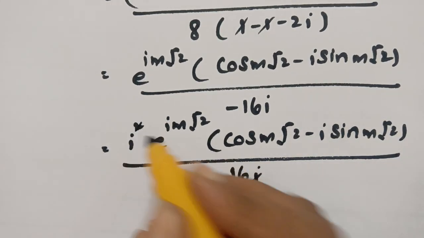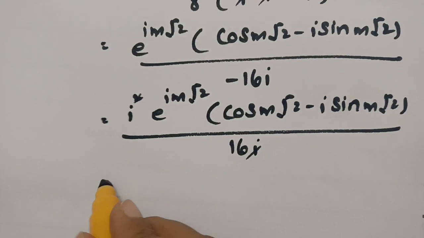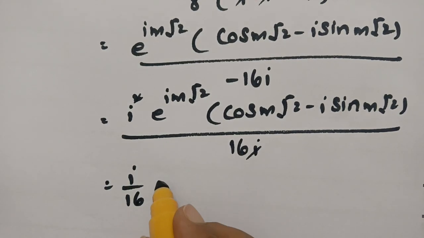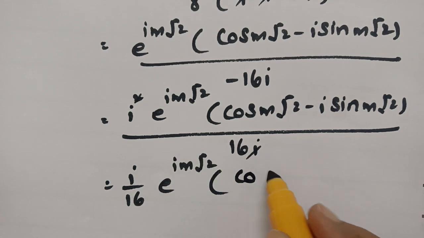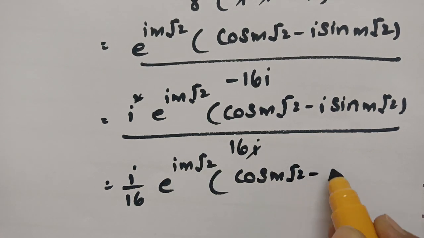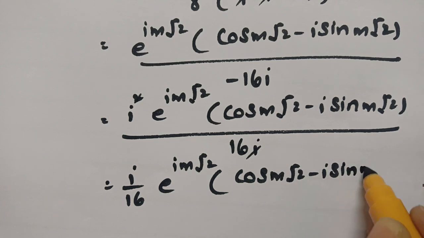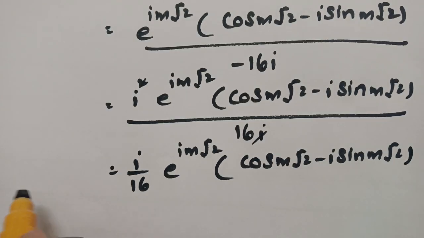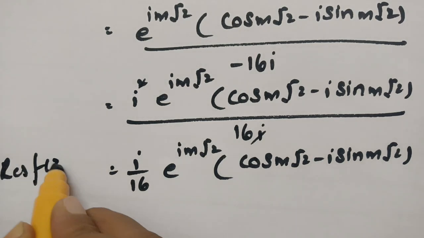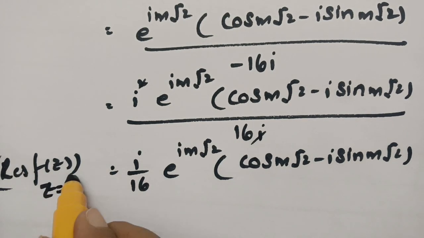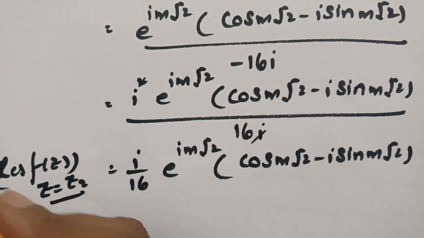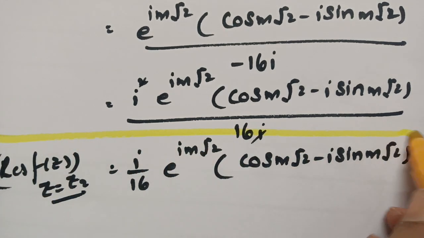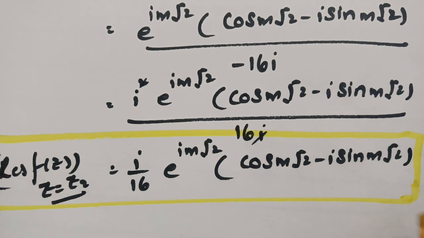So if I cancel one I, this will be I by 16 times e power I m root 2 into, this value is cos m root 2 minus I sine m root 2. So this is nothing but the residue of f of z at the interior pole z is equal to 2. So this is our second value. So these two are the residue values for the interior poles z1 and z2.